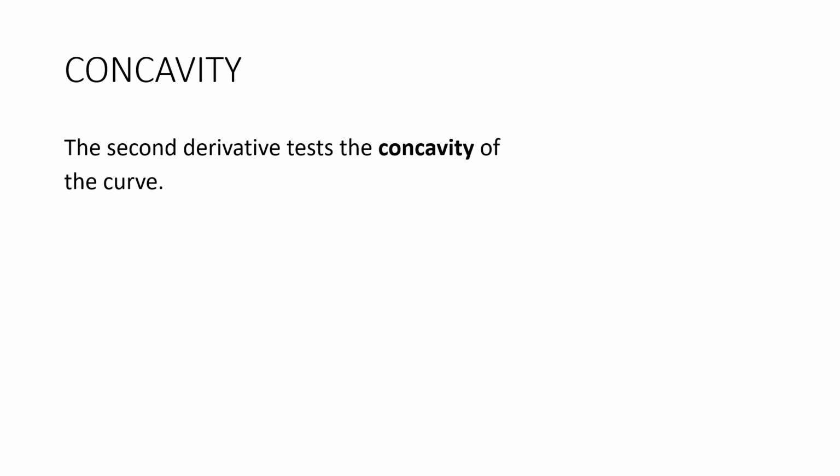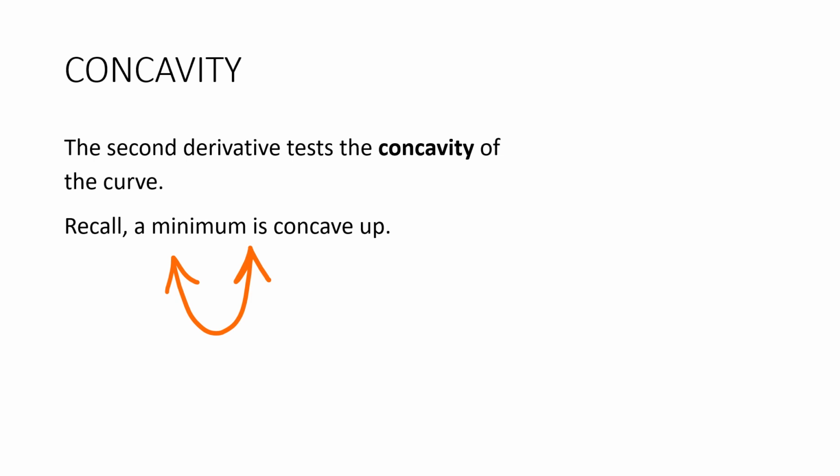Now last lesson we looked at what the first derivative is testing, and that's increasing, decreasing or stationary. The second derivative tests the concavity of the curve. Now remember that a concave up curve is a minimum and a concave down curve is a maximum.